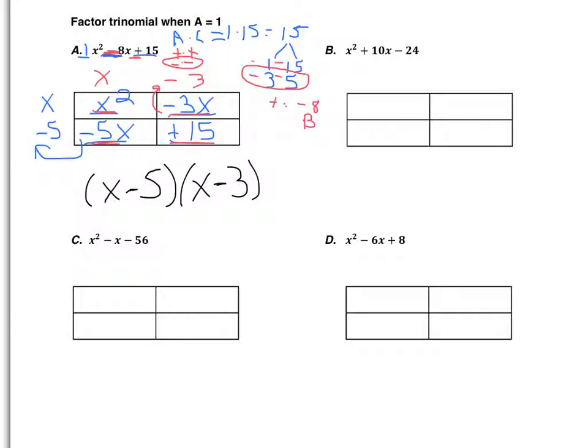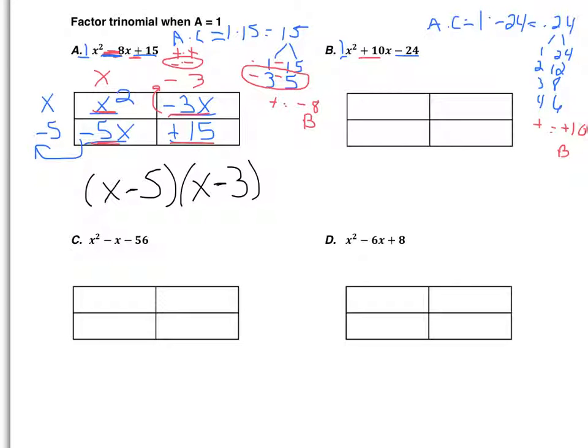So let's look at letter B. We know our a is 1 and our c is negative 24, so when we have a times c, we have 1 times negative 24, which is a negative 24. And then we're looking at all the factors that make 24. 1 and 24, 2 and 12, 3 and 8, 4 and 6. And we also know that those multiply to get 24, but we need to add them to get the b value, which in our case is a positive 10.